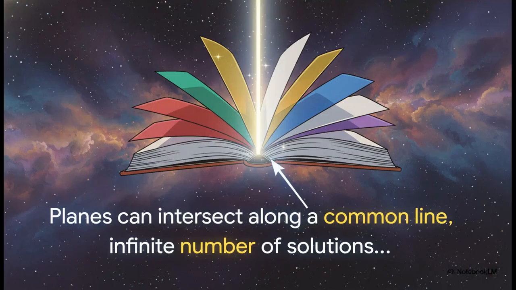But what happens if they don't meet at a neat little point? This is where things get really cool. You can actually have an infinite number of solutions. Think about a book. The front cover is a plane, the back cover is a plane, and hey, every page inside is a plane too. But they all intersect along one common line, don't they? The spine. Every single point along that spine is a solution.